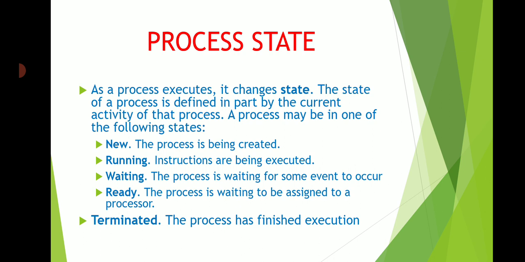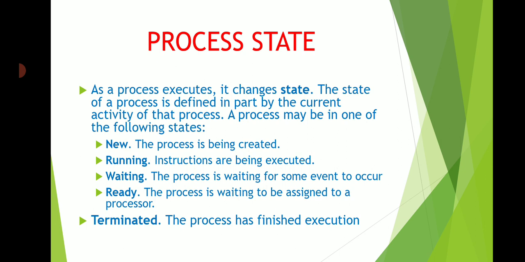Next one, process state. As a process executes, it changes state. The state of a process is defined in part by the current activity of the process. The states are new, ready, running, waiting and terminated. First one, new. New is nothing but the process is being created.